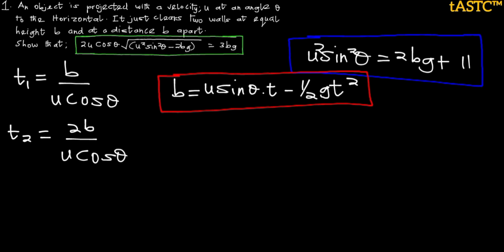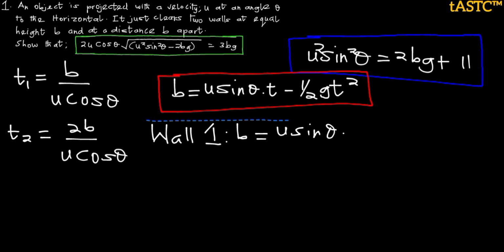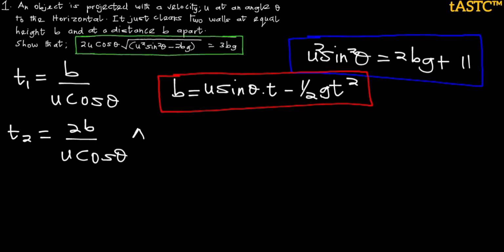So first, let us find out what is going to be the vertical displacement if you have the stuff reaching just the first wall. So let us say that this is the first wall, wall 1. So that is going to be equal to b, and b will be equal to u sine theta. So let's say the first wall, that is the displacement which is involved if the ball is going to hit the first wall or just over the first wall. We're going to use this one.